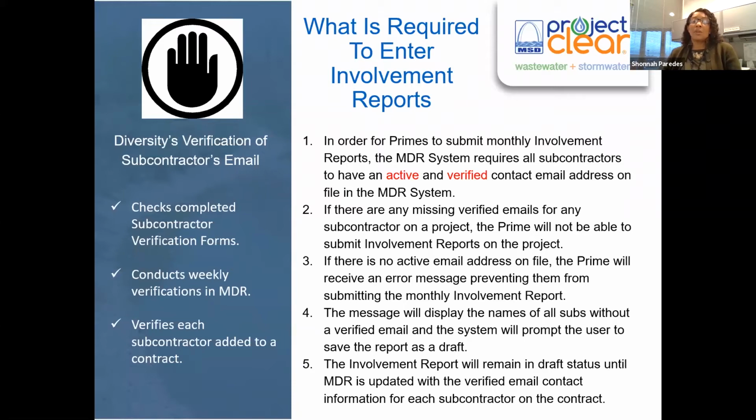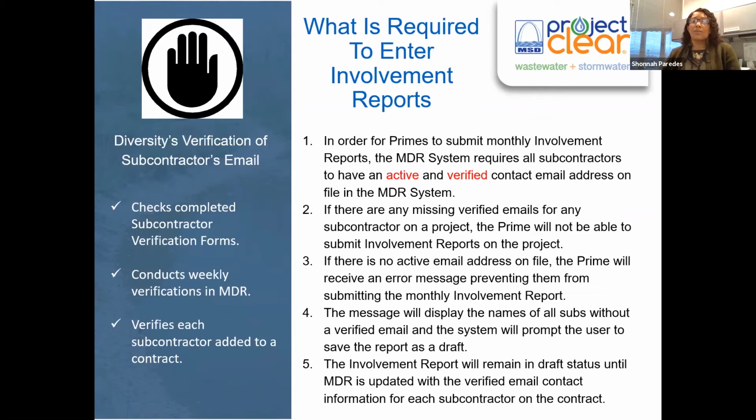Then the system will send a message to the prime letting them know what subcontractor's email information has been deemed invalid. And the system will also prompt that prime contractor to save that involvement report information as a draft until we are able to verify the email address and information for that subcontractor with the missing data. And then once we have that missing data in the system, the prime will be able to go on and submit that involvement report. But the involvement report will remain in draft status until we get that information updated. And diversity will be notified of that happening, should it happen.